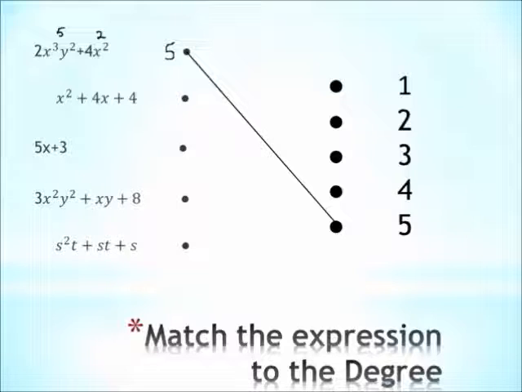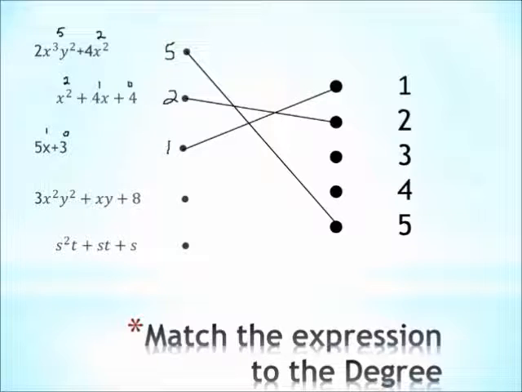The next one, we have 2, 1, 0. So it would be a 2. The next one has 1, 0, so it would be 1. Again, I'm going to pick up my line tool. And then we have 4, 2, 0, so that would be a 4.